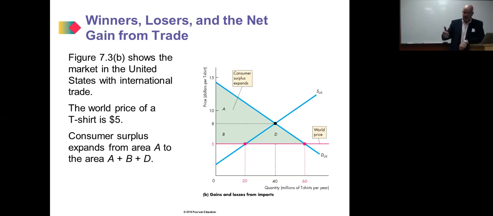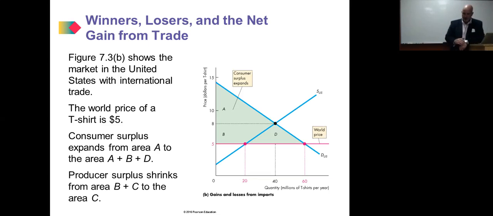Now, as consumer surplus increases, producer surplus shrinks. Where it was the areas of B and C, it's now only going to be represented by C. And just look at the area involving C. Right here, we are at a price of $5. So the area below the price of $5 is going to represent the producer surplus.